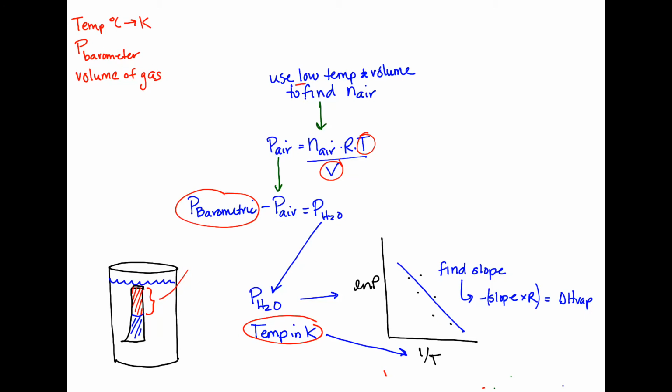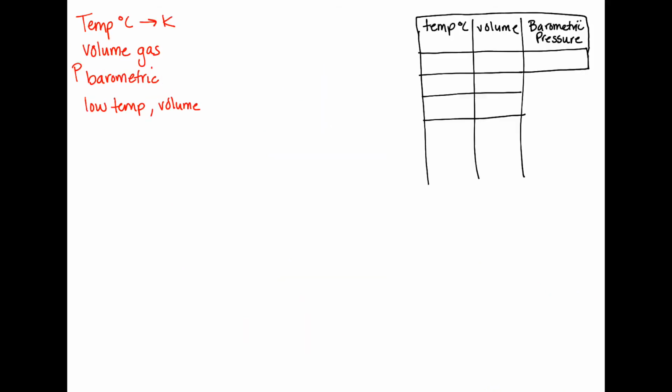And then we need one data point at a low temperature and its corresponding volume so that we can find the moles of air. Okay, so the data that we would take in this lab is we would measure a temperature in Celsius, so we would have some temperature data here. We would also measure the volume of the gas in the graduated cylinder, and we'd be taking volumes here.